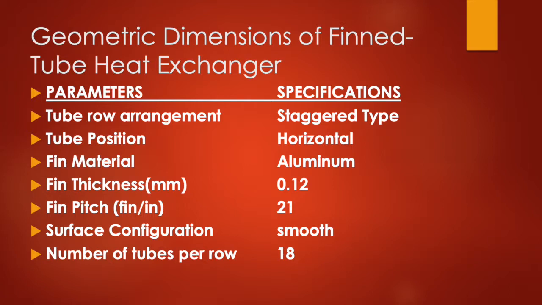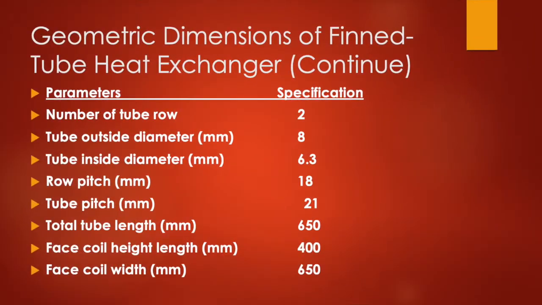The following shows geometric dimensions of fin tube heat exchangers, parameters and specifications: tube row arrangement, tube position, fin material, fin thickness, fin pitch, surface configuration, number of tubes per row, number of tube rows, tube outside diameter, tube inside diameter, row pitch, tube pitch, total tube length, face coil height, face coil width.